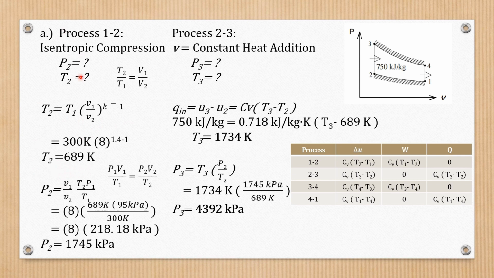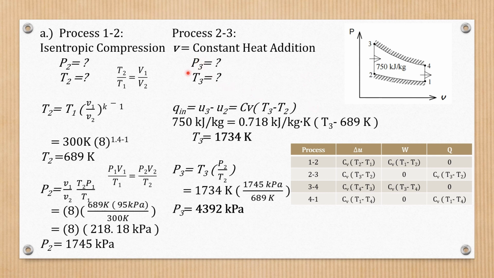Next is to find our pressure 2. We're going to use the combined gas law equation. Since pressure 2 is what we're looking for, we also cross multiply to get this equation. As I said earlier, our V1 over V2 is our compression ratio, which is 8. Just substitute the given values, plug it in your calculator, and we will get 1,745 kilopascal for our pressure 2.